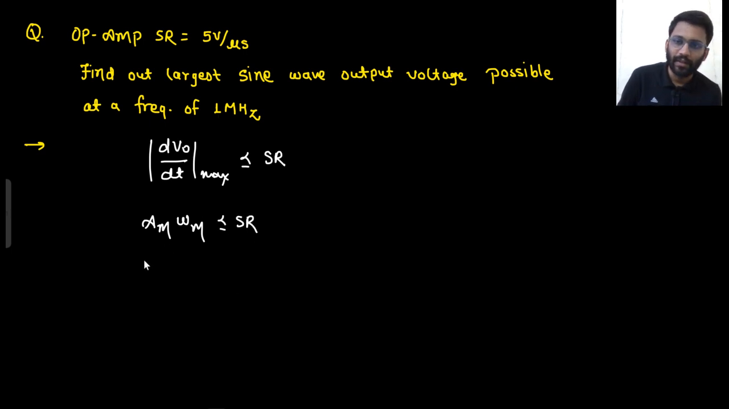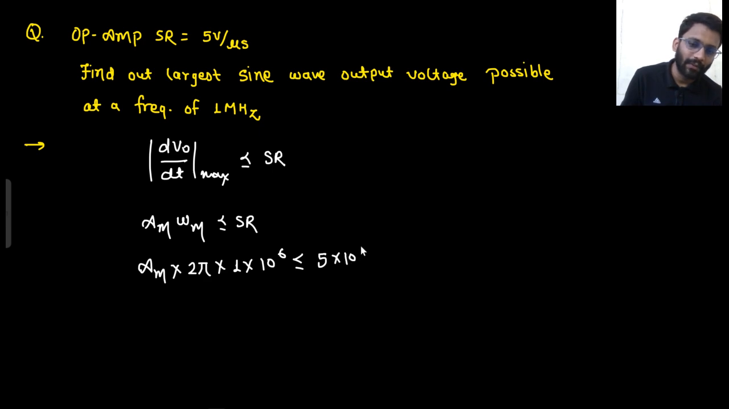So what is the value of Am? Am we need to find, into omega m, that is 2 pi fm. Fm is 1 mega. That should be the largest amplitude they are asking, so it should be lesser than the slew rate. Slew rate is 5 into 10 to power 6 volt per second, so it is 5 volt per microsecond, right?